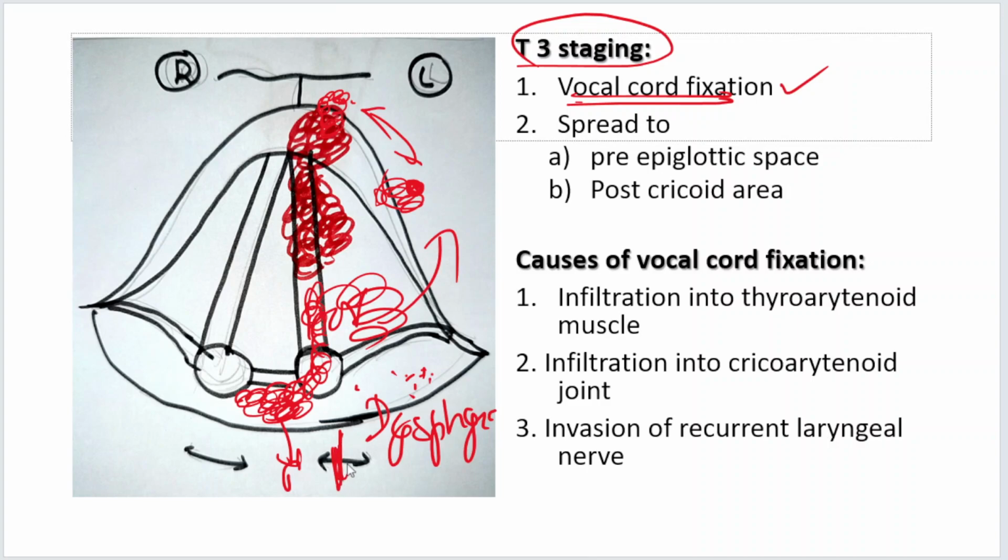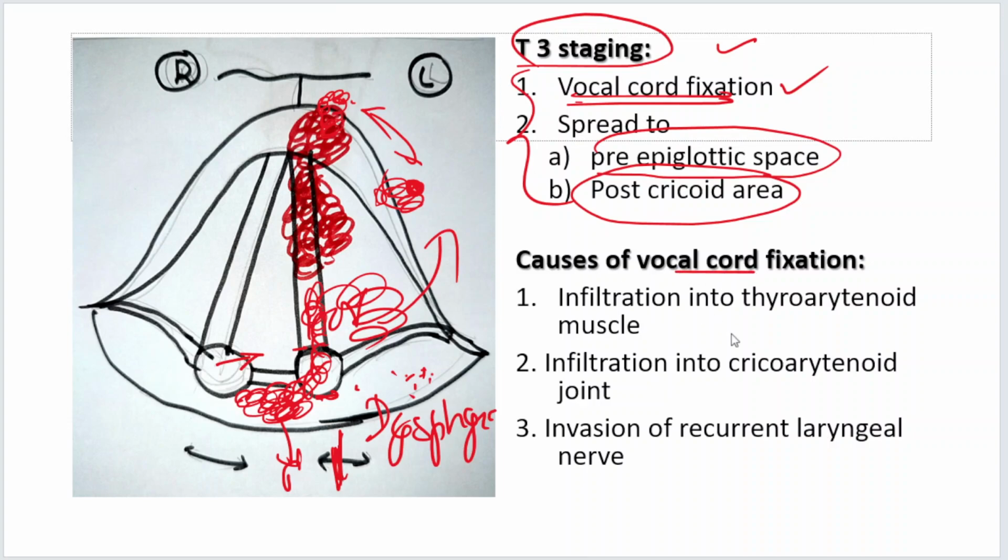So here the vocal cord mobility is gone. So we denote it by one line. Vocal cord mobility is gone. Vocal cord is fixed. There is absolutely no movement of the vocal cord. The right vocal cord is moving normally, but the left vocal cord is not at all moving. Then vocal cord fixation, either extending into the pre-epiglottic or the paraglottic area, and the post-cricoid area, comes under stage T3.